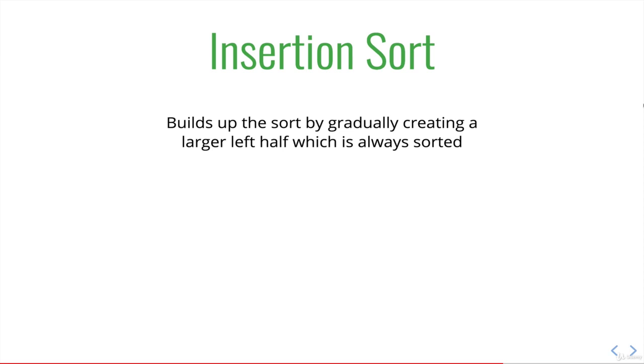So it builds up the sort by gradually creating a larger half of the array, which is always sorted. So instead of finding the largest element at a time or finding the smallest element at a time, it takes each element and places it where it should go in the sorted half. So let's take a look.